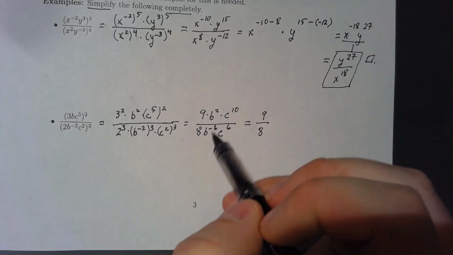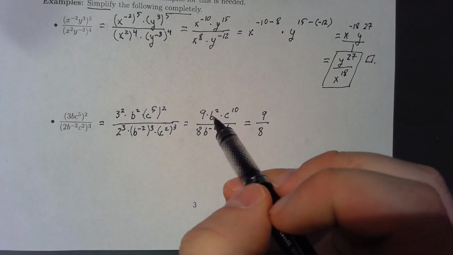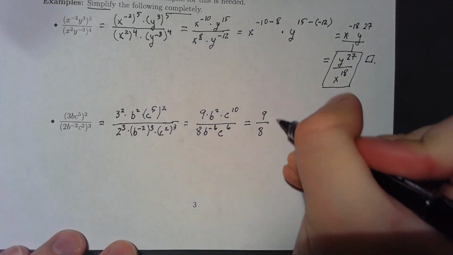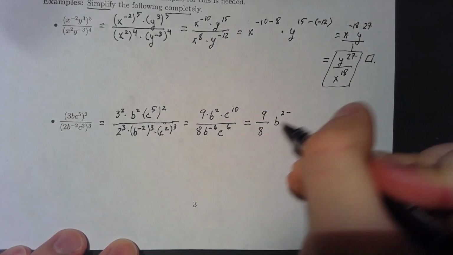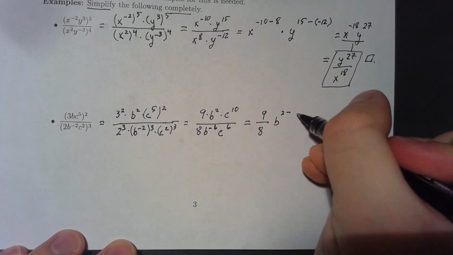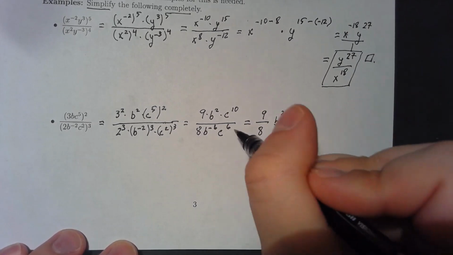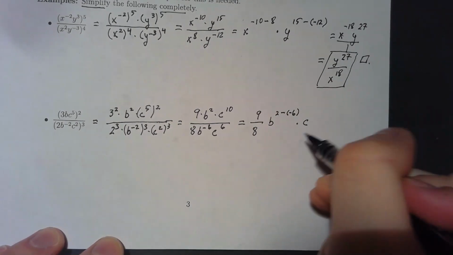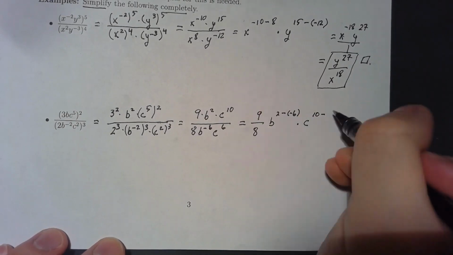B to the 2nd divided by b to the negative 6th. What do I do here? Same thing I did up here. It's going to be b to what power? 2 minus negative 6. Again, be careful about your negatives. That's going to be times c to what power? 10 minus 6.